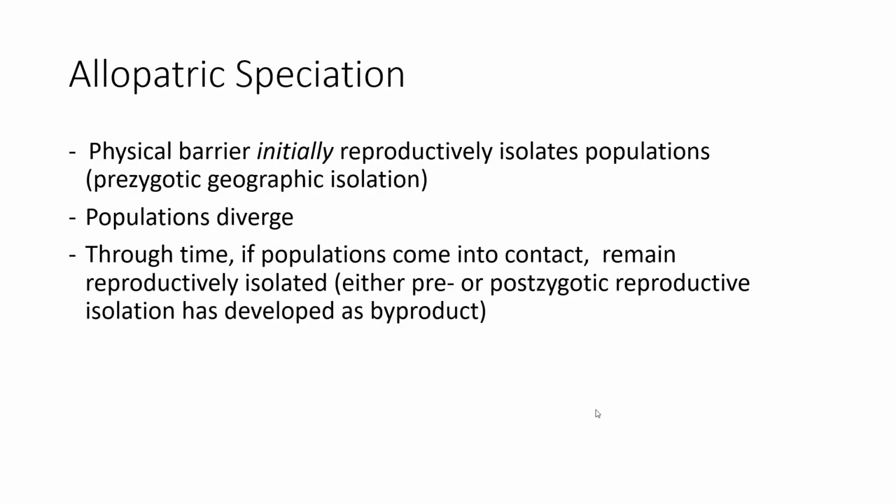Now, allopatric speciation, remember that the physical barrier initially reproductively isolated populations. Populations diverged, and over time they evolved into their own niches with their own behaviors and their own body shapes, causing prezygotic mechanisms to evolve. When those populations are re-exposed to one another, you will see these isolating mechanisms strengthened to ensure species integrity.